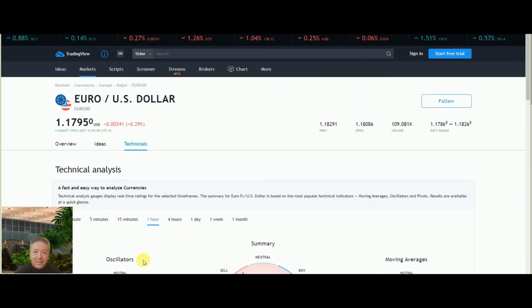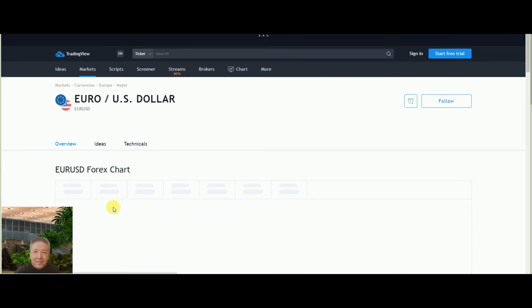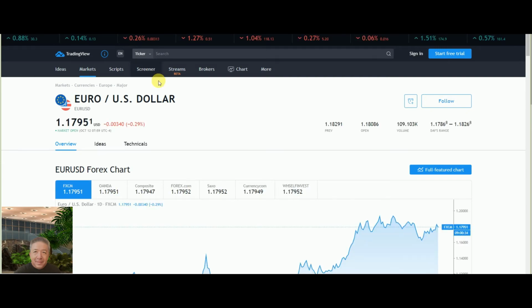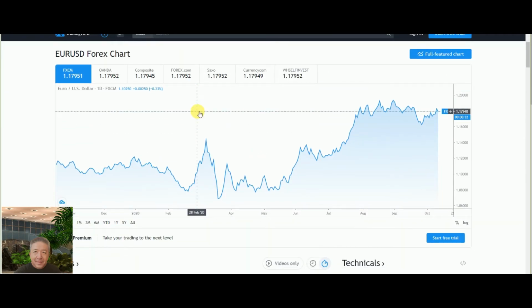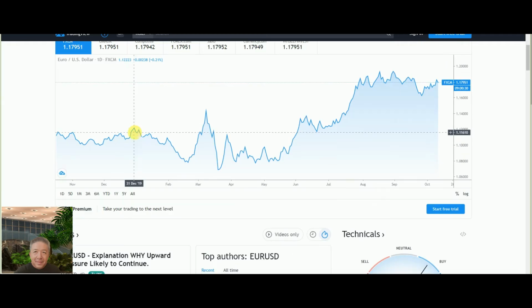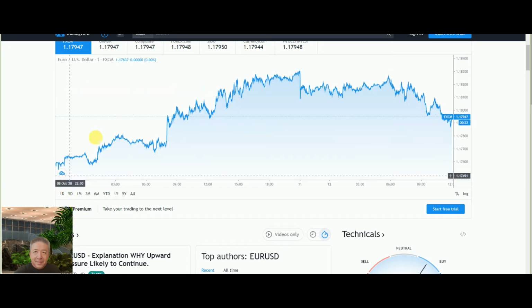Yeah. Let's look at the overview again. Of course, the daily view will differ a lot. Let's look at the daily view. Oh, sorry. This is 1 day view. Yes. So plenty of movement here.